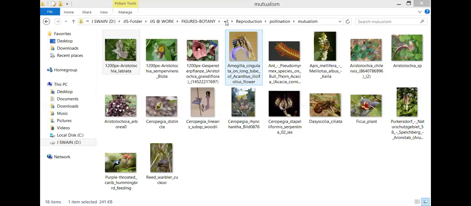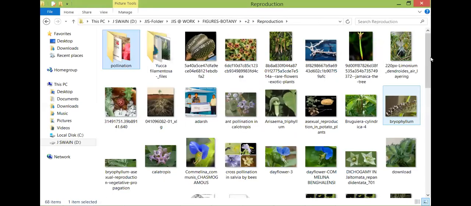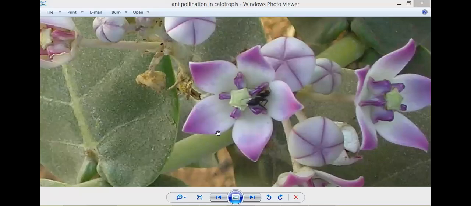I showed you that I think it is in the reproduction slides. This is Calotropis. So if you see this plant, do you see Calotropis? Okay, I'll stop share and reshare. So this is your Calotropis plant. Take care of Calotropis and pollination in Calotropis.